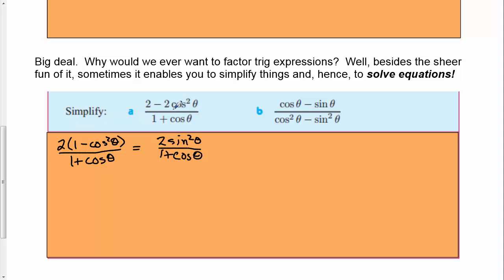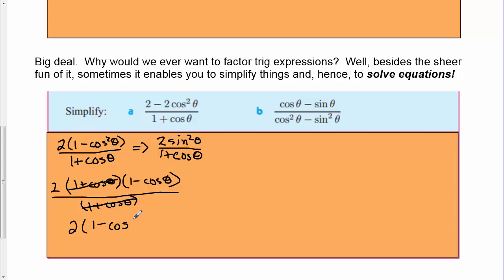And in this case, an alternative, instead of going this route here, when we get to this place, we can notice that 1 minus cosine squared is a difference of two squares, since 1 is a square. So instead of going to the right here, we write this as 2 times 1 plus cosine theta times 1 minus cosine theta. And those of you who are looking ahead understand why we would do that, because here in the denominator we've got 1 plus cosine theta, and these now are factors that can cancel, and we're left with just 2 times 1 minus cosine theta. And that would be, I think most would agree, simpler than this, for sure.